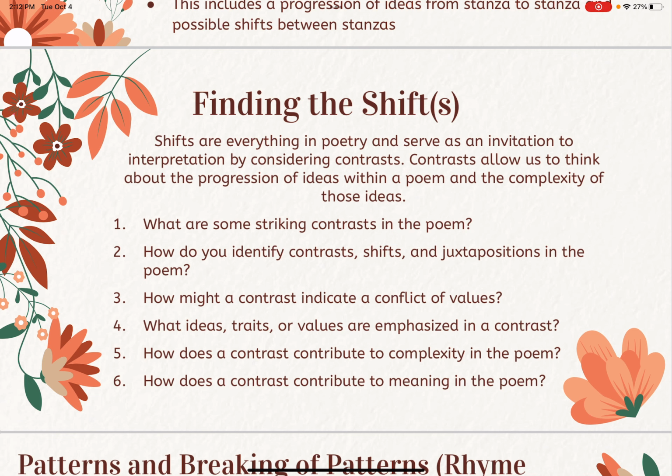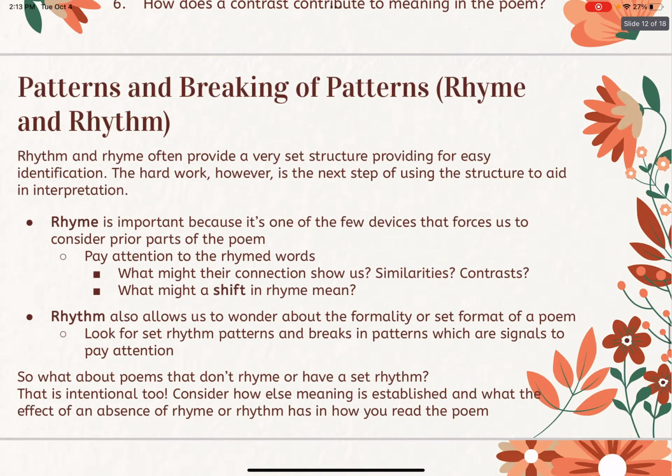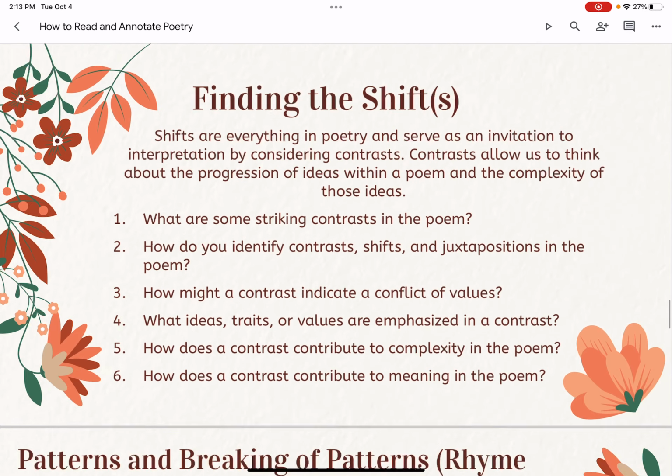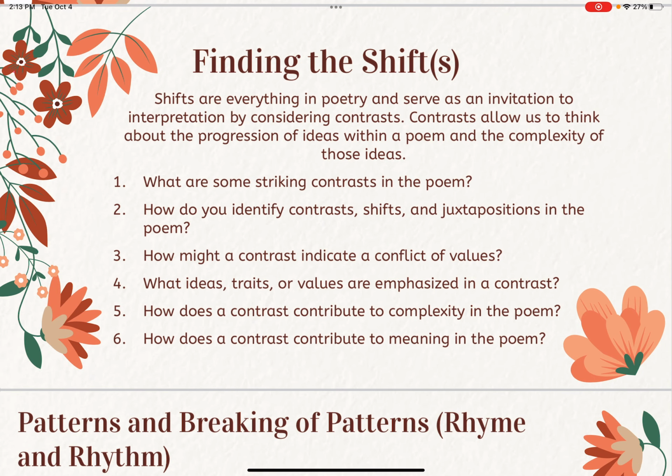So things we want to be asking ourselves are, what are some striking contrasts in the poem? How do we identify the contrast, shifts, and juxtaposition in the poem, which is also a device? Do we see a contrast, and does that indicate a conflict of values? What ideas, traits, or values are emphasized in a contrast? How does a contrast contribute to the complexity of the poem? And I'm going to show you an example down here where we can look at the shifts. And then how does a contrast contribute to the meaning of the poem and the purpose of the poem?